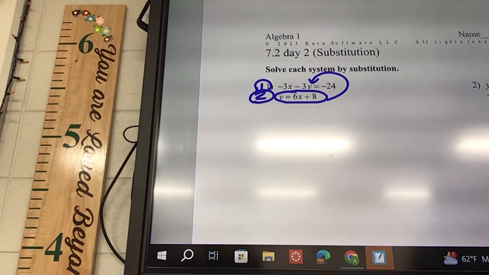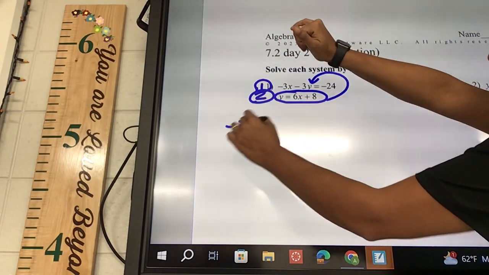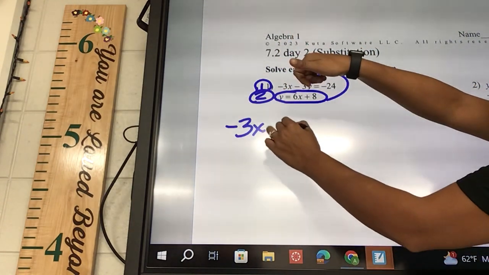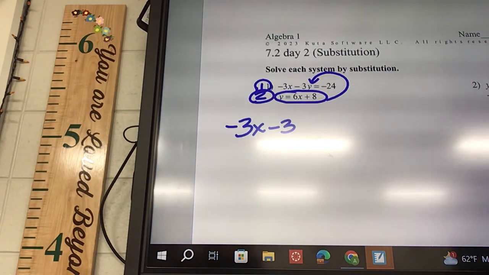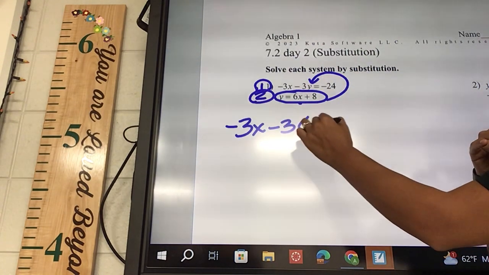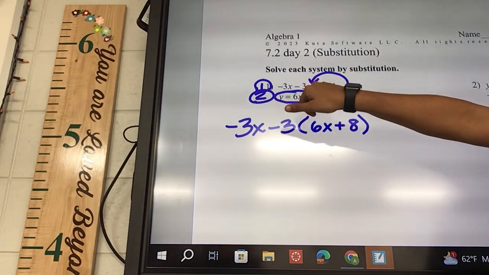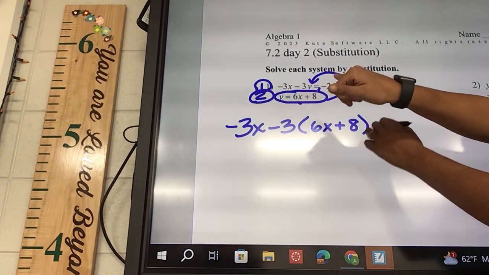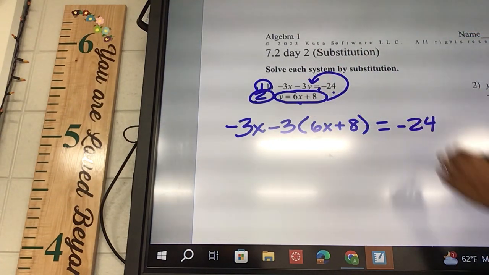Okay, so we're going to copy down this equation. Negative 3x, so we've got negative 3x minus 3, and instead of y now, what are we writing? 6x plus 8. So we put a parenthesis and we say 6x plus 8, and then we have an equals, and a minus 24. So we're going to write down minus 24.